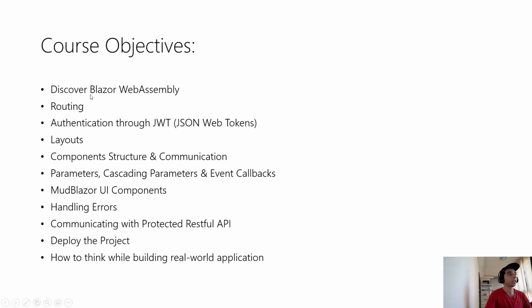So we will cover routing, authentication using JSON Web Tokens, layouts, components, structure and communication, how to build your UI components or how to use the existing components in MudBlazor, which is the UI library we are going to use, and how to deal with parameters, cascading parameters and event callbacks. We will see how we can handle errors and communicate with a RESTful protected API, which is the back end of our project. It's 100% ready for you because all the concentration of this course is just the client side.